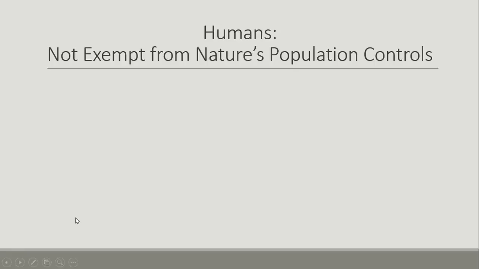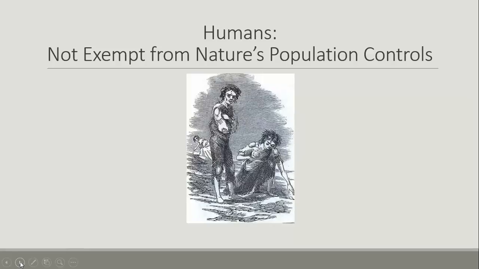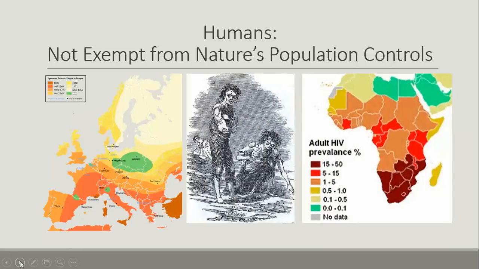Now, one thing I do want you to keep in mind is that humans are not exempt from nature's population controls. We've seen a number of things in human history where there's been major die-offs. The Irish potato famine, the Black Plague, and currently, you've got a lot of adult HIV prevalence going on in continents like Africa and in other parts of the world. So humans are certainly not exempt or immune from nature's population controls. That's certainly one thing to keep in mind.